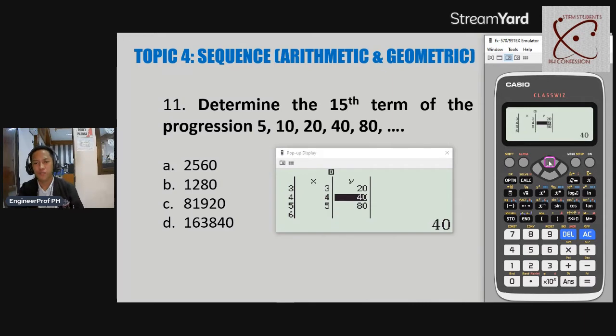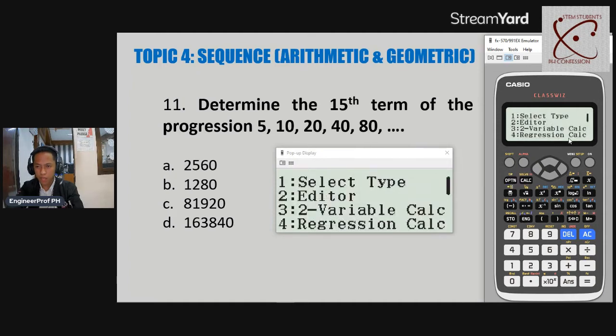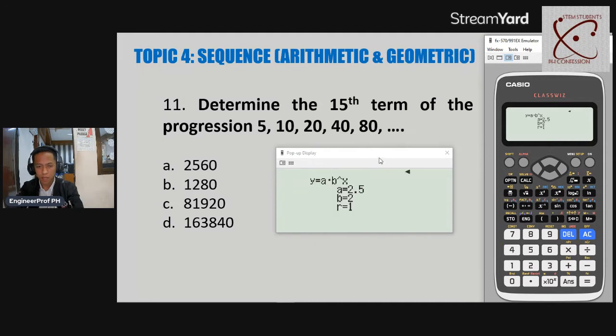So we have these values: 5, 10, 20, 40, 80, up to the fifth term. Again, after you input the data, you just press option, then regression calculation. Ayan, binigyan ulit tayo guys ng equation.